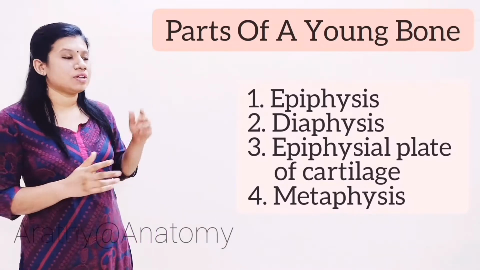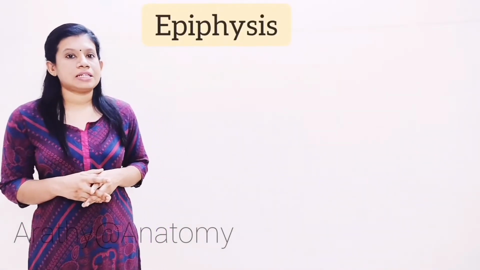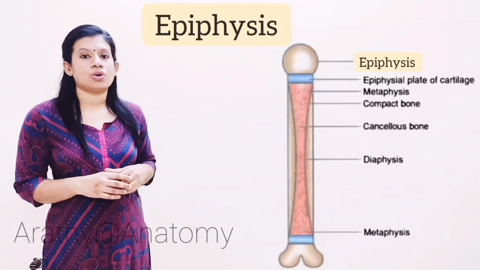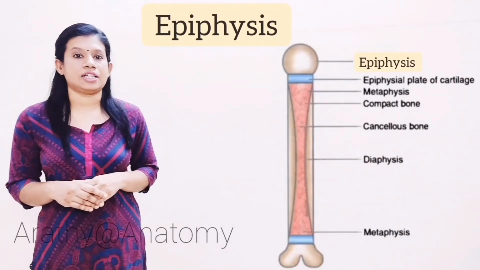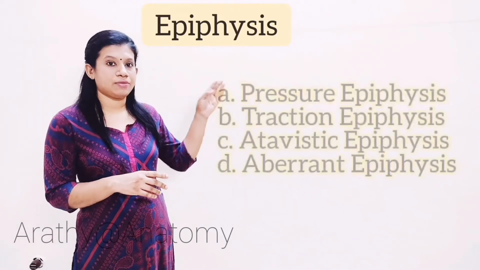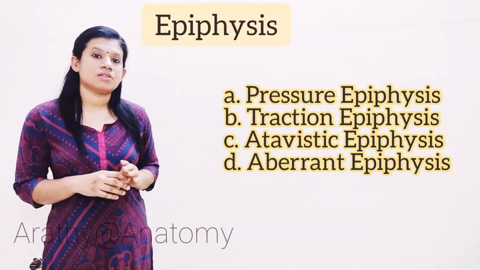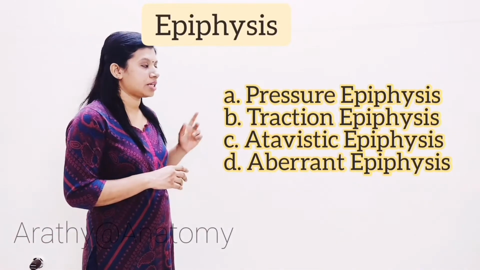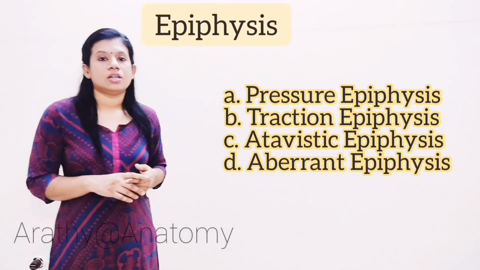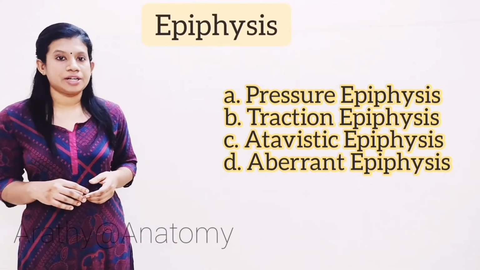So now moving on to the first one, that is the epiphysis. So what is epiphysis? Epiphysis means the end and tip of the bone which ossifies mainly from the secondary centers. So these are of different types, like 4 types. This epiphysis is of 4 types, that is the first one is the pressure epiphysis, second one is called traction, third one is called atavistic epiphysis, and the fourth one is called aberrant epiphysis.